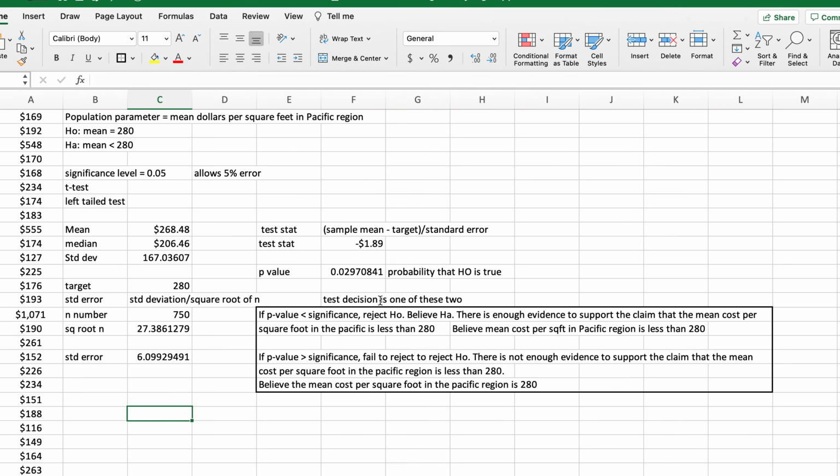Okay. Remember, our significance is 0.05. Okay, so let's look at my sample. When you compare decimals, you have to line up the values. So we're going to be comparing 0.029, our p-value, to 0.05, our significance. Okay, so we're lining up our zeros.